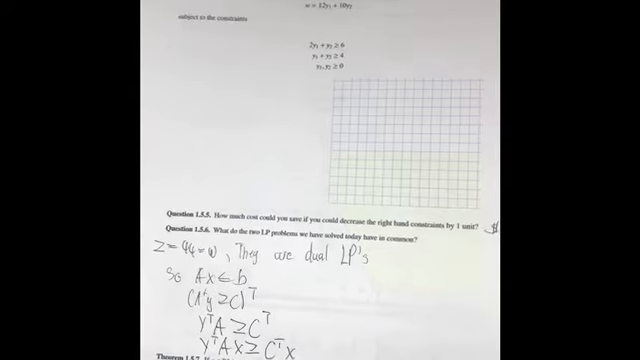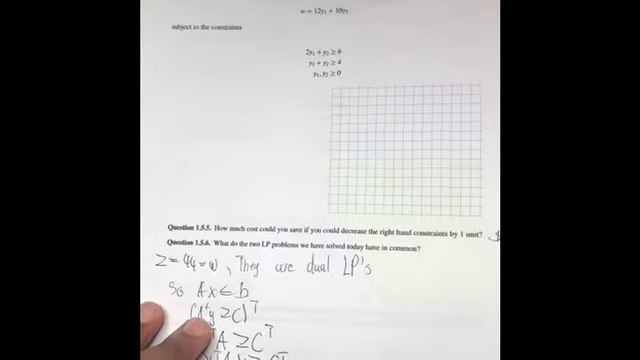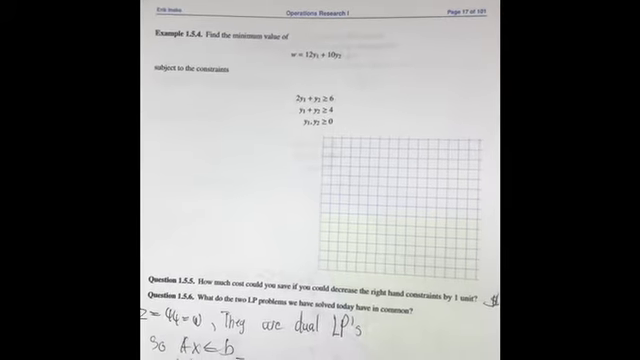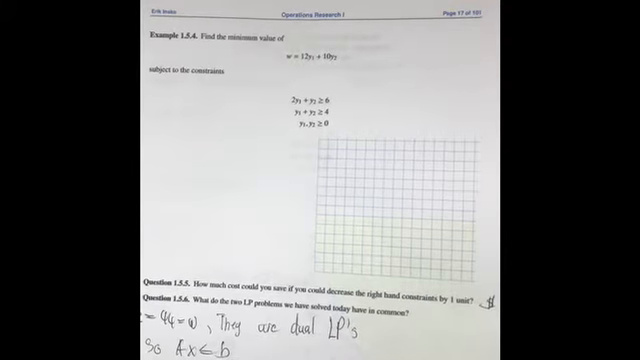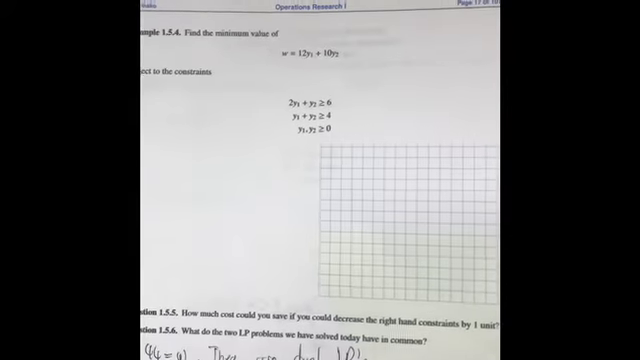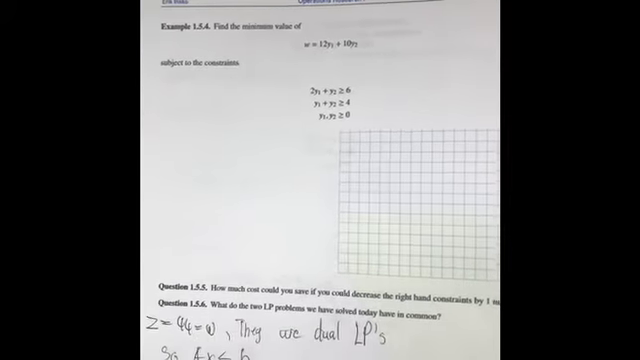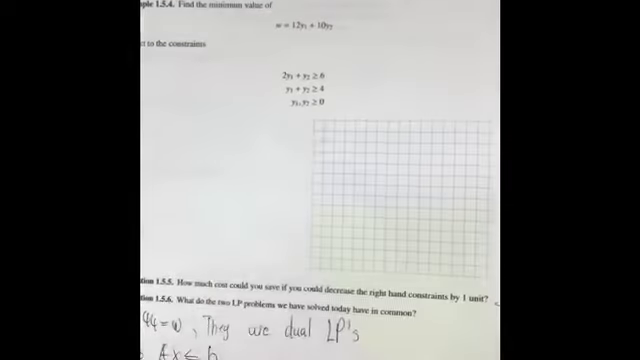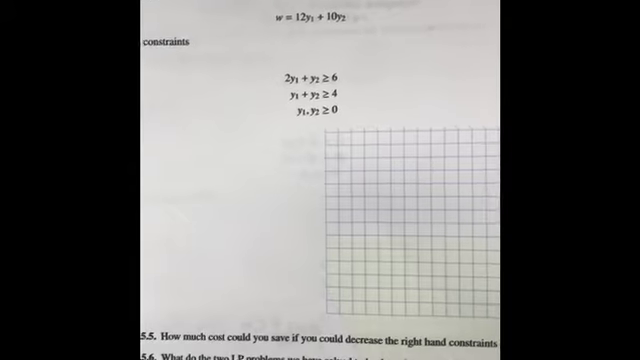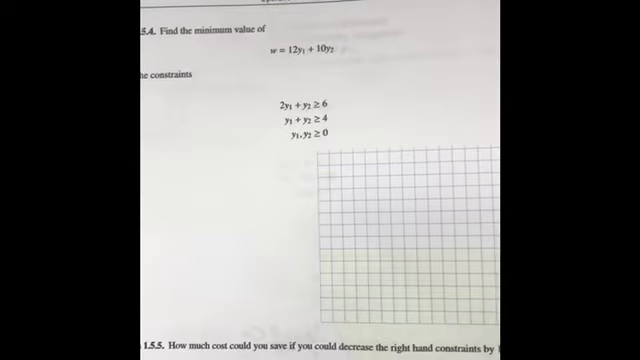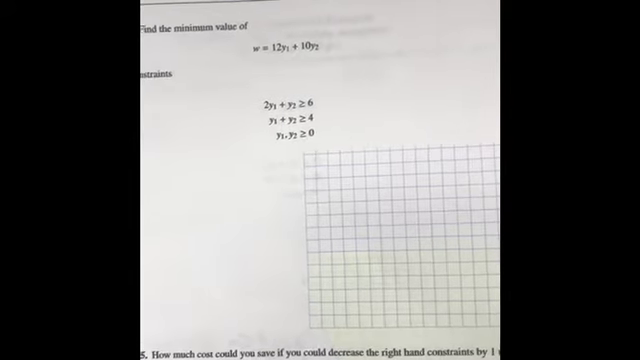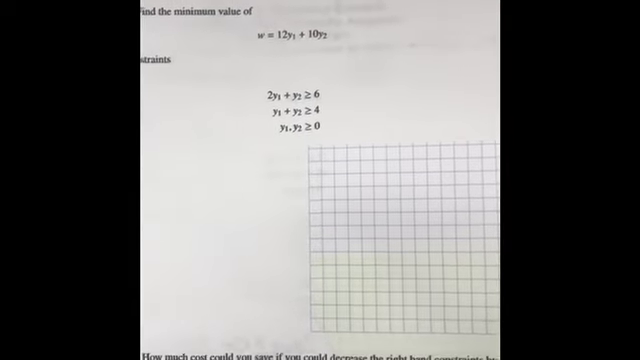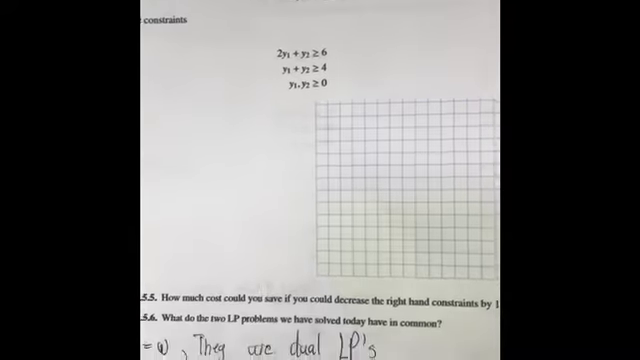All right, now we have this new problem that says find the minimum value of w equals 12y1 plus 10y2, subject to constraints 2y1 plus y2, which you see right here, is greater than or equal to 6, y1 plus y2 is greater than or equal to 4, given that y1 and y2 are greater than or equal to 0. So now we'll try to find this graphically.